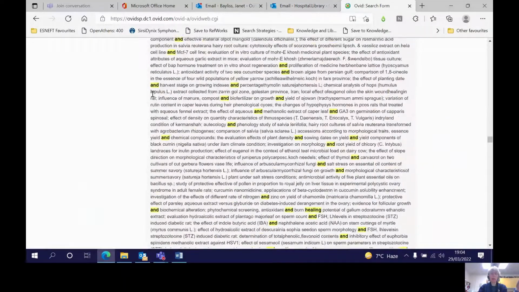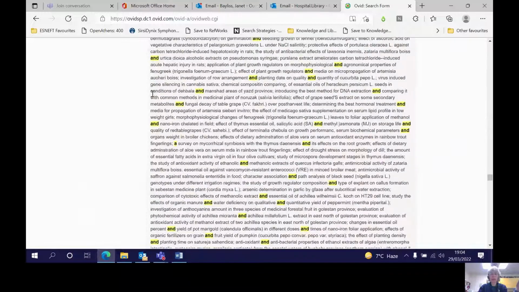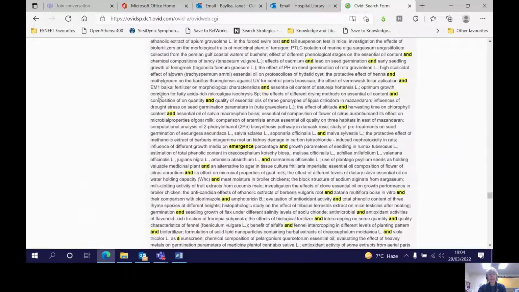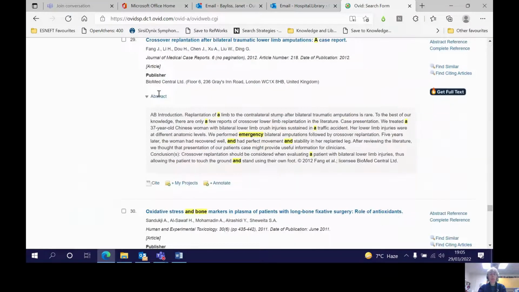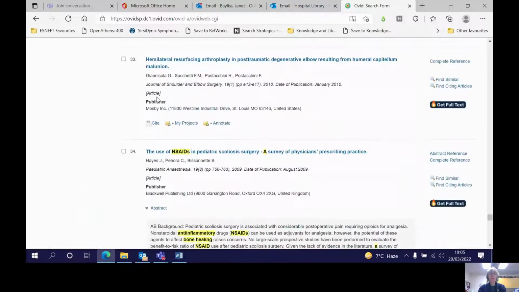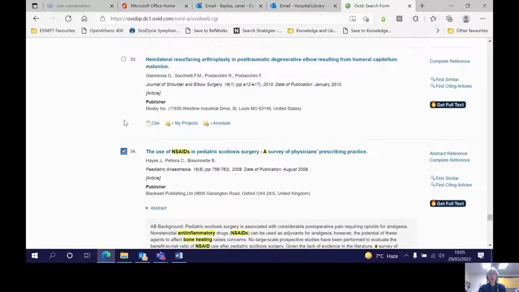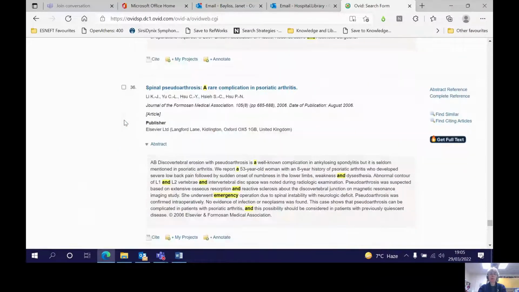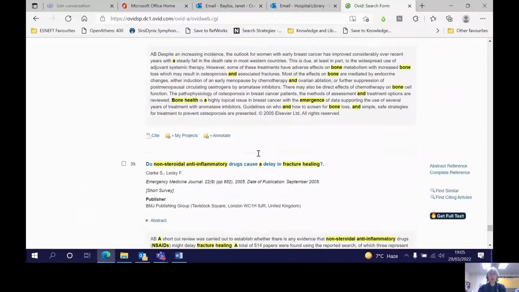And oh, here's a great long one, and it goes on and on, because I have had to look at this before. And eventually, at the bottom, we have some more. Now, that one might be of interest, although it's to do with pediatric scoliosis surgery, but it might be of peripheral interest, so I'm selecting it. This one looks good because it says do non-steroidal anti-inflammatory drugs cause a delay in fracture healing, but it is old, so it should be used with caution.